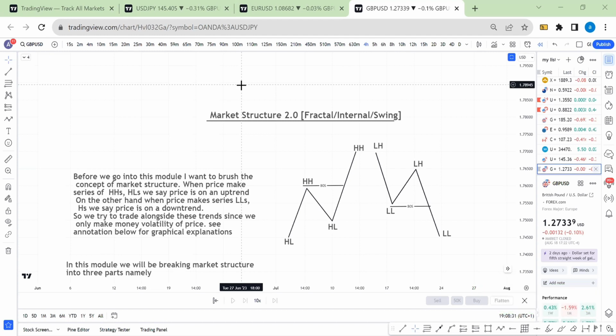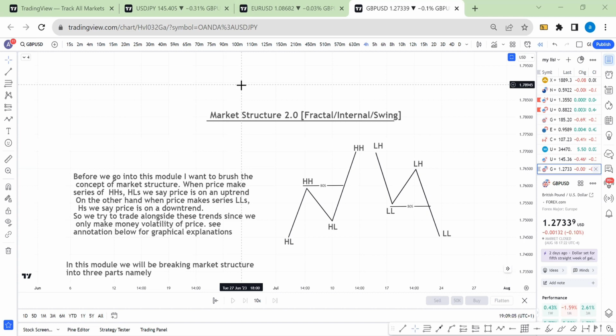In this particular module, we'll be going deeper into market structure. We'll be breaking market structure into different parts. I'm not saying different types. We have three types of market structure, as we all know, but that's not what we are going into. We just broke market structure into three parts so that we can easily recognize it, so that we can have more information about what price is doing and what price is planning to do.